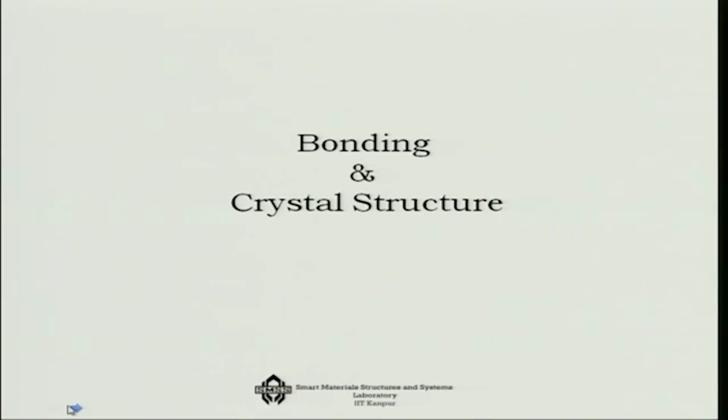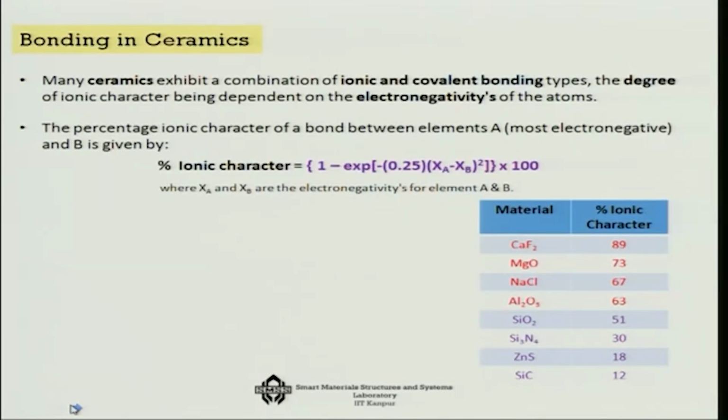Now we will discuss about the bonding and crystal structure of ceramics. Now, as I told you, the bonding in ceramics can be either ionic or covalent bond, or can be both actually. So, depending on the typical compound, you can find out what is the percentage of ionic character. If you know the elements used in the ceramics, Xa and Xb, and you know the electronegativity, then you can find out the percentage of ionic character. For example, calcium and fluorine, you know their electronegativity, so you can find out that it will be 89% ionic in nature. On the other hand, silicon carbide is mostly covalent bond predominant, so it is about 12% of ionic character.